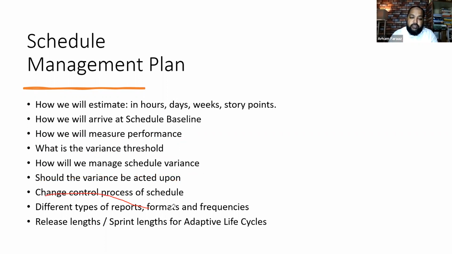Then the change control process for the schedule. We'll talk about these things, and then different types of reports, formats, and frequencies of reports to update in the schedule management plan. Then, if you're working on agile releases, the release and sprint length for adaptive life cycles. So these are the things we'll be covering in the schedule management plan. So that's at a high level what exactly schedule management is.